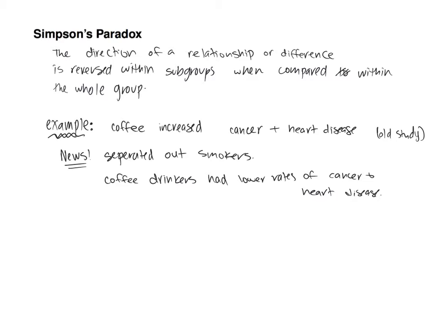So do you understand the paradox here? When they look at the whole group, they found that if you drink coffee, your risk for heart disease and cancer went up. But when they separate out into groups, and they separate out the smokers specifically, they found that if I compare the non-smoking coffee drinkers to the non-smoking non-coffee drinkers, the non-smoking coffee drinkers had lower rates of cancer than those who didn't drink coffee. And that might have been true in the smokers too, but I know it was true for the non-smokers for sure.